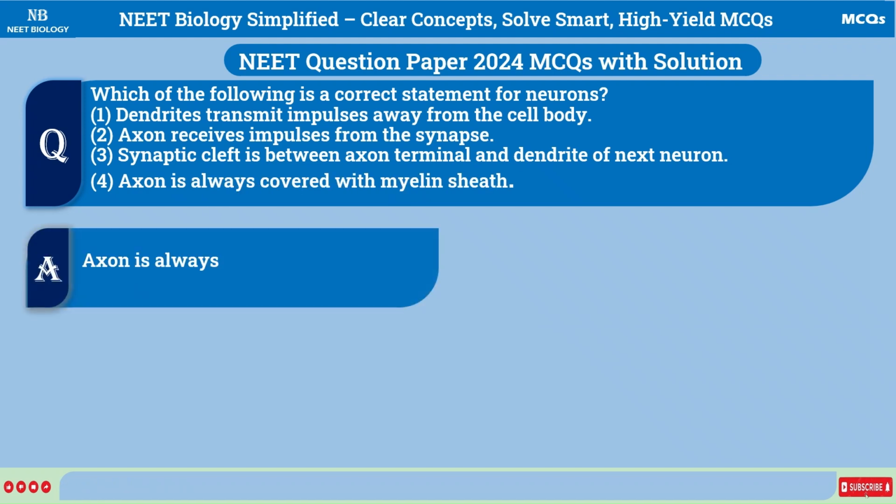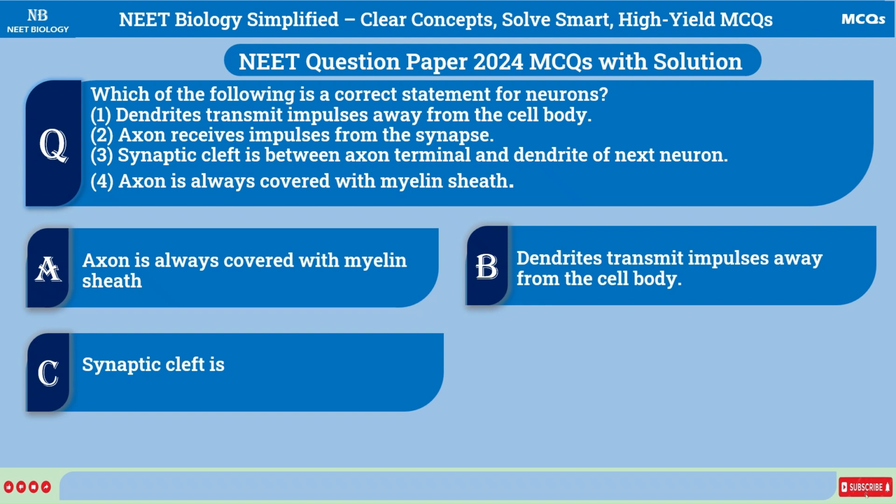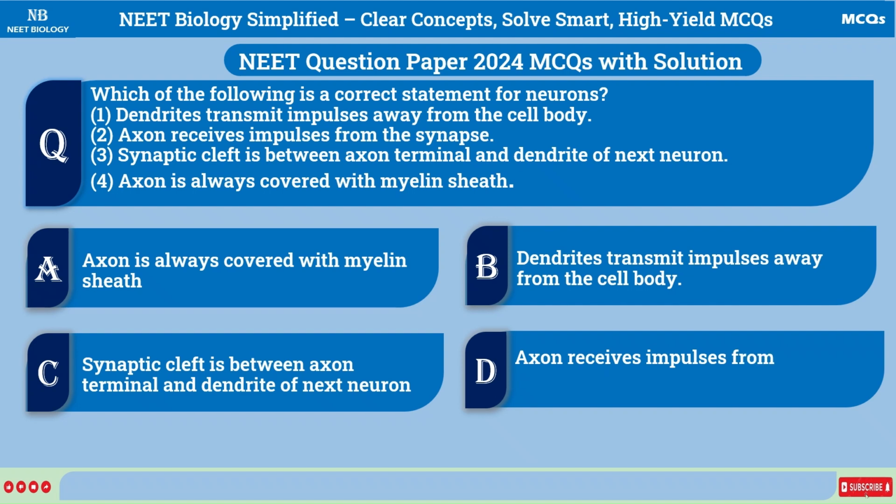A. Dendrites transmit impulses away from the cell body. B. Axon receives impulses from the synapse. C. Synaptic cleft is between axon terminal and dendrite of next neuron. D. Axon is always covered with myelin sheath. Correct answer is C.